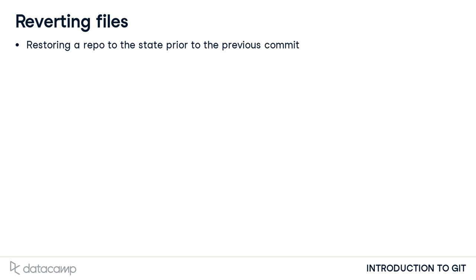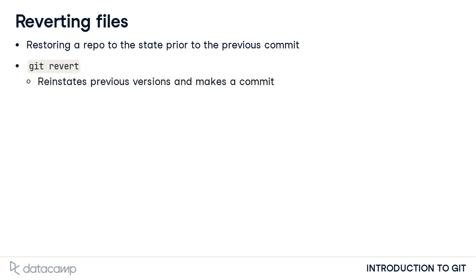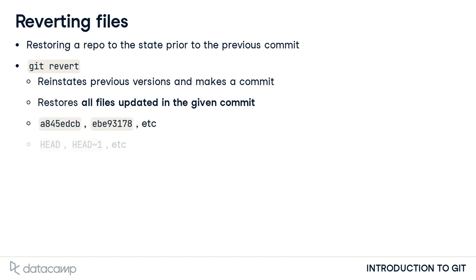To do this, we use the Git Revert command, which reinstates previous versions of files and creates a new commit with these older versions. Note that it will restore all files updated in that commit. We need to provide a reference through a commit hash or head to the changes that we want to undo. Referencing head means undoing changes made in the last commit, while adding -1 would undo or revert the second most recent commit. Let's run this and see what happens.